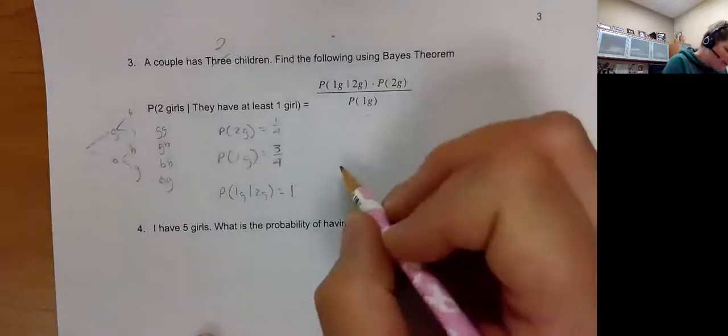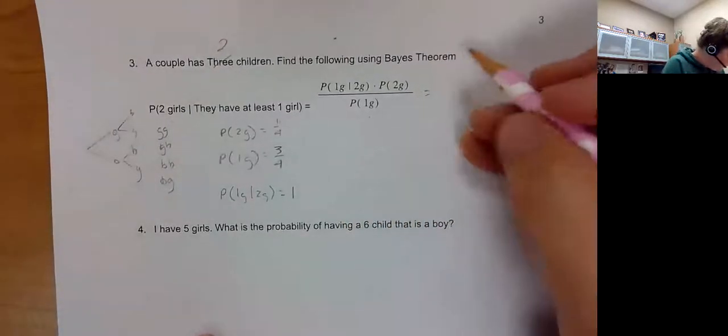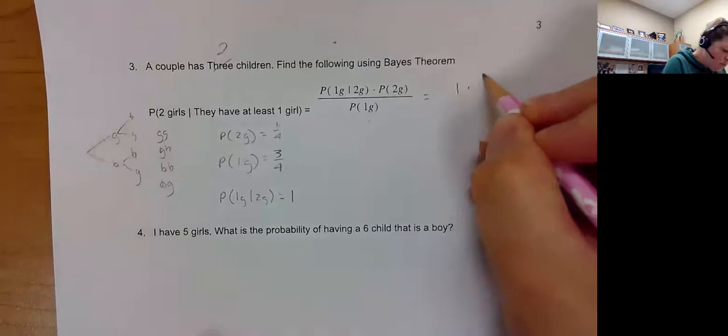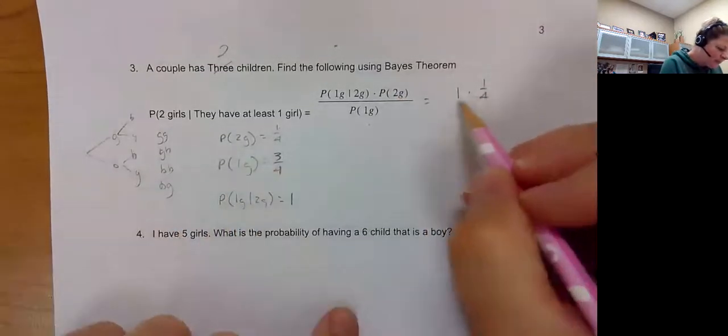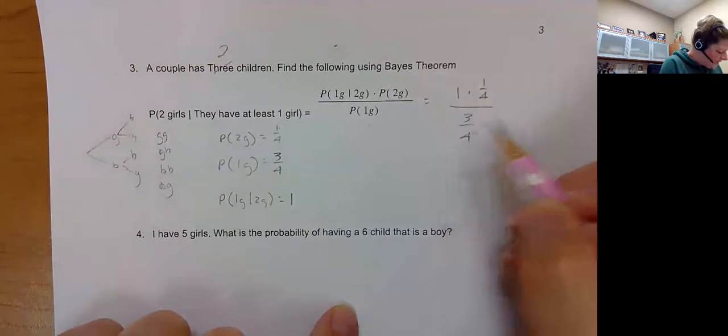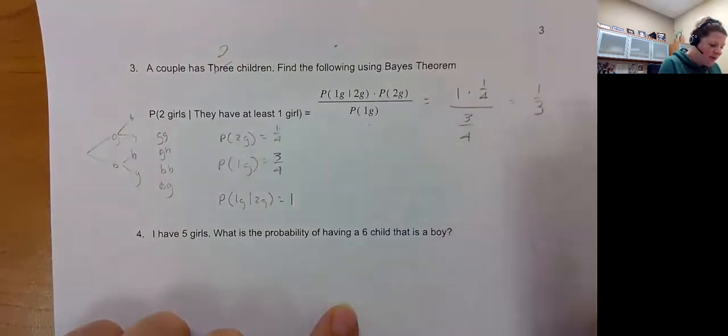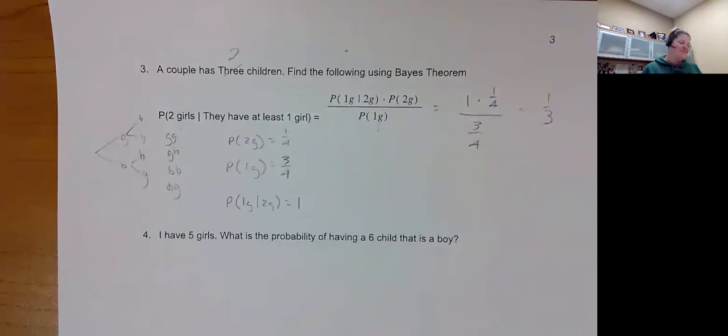So let's put this together and see what this would equal. This would be 1 times 1/4 over 3/4. If we calculate that out, it's 1/3. A little bit tricky on that one. Bayes' theorem is handy if I'm going between the 2, but it's not as handy as just the regular formula, I think.